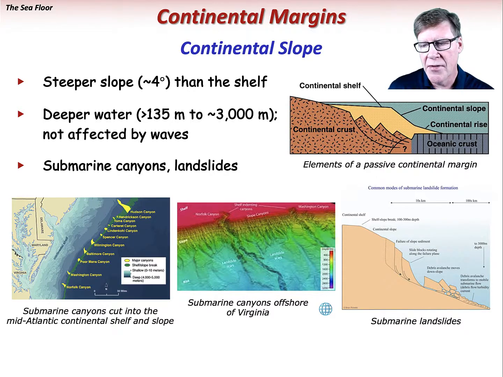Steeper sections of the continental slope can actually experience submarine landslide activity, and some of the larger landslides may represent significant tsunami hazards. Again, from seismic studies, we see that the continental slope overlies the area where the continental crust transitions to oceanic crust.